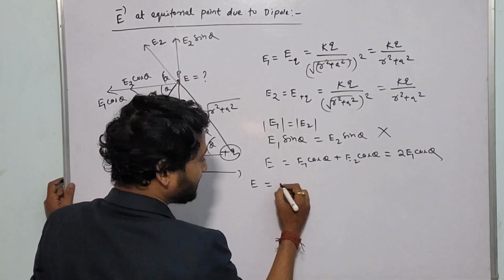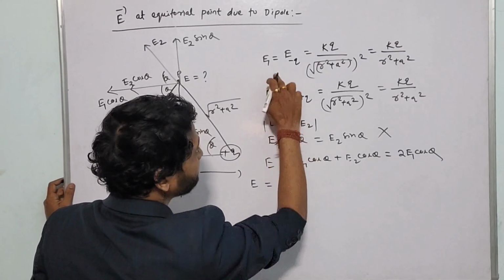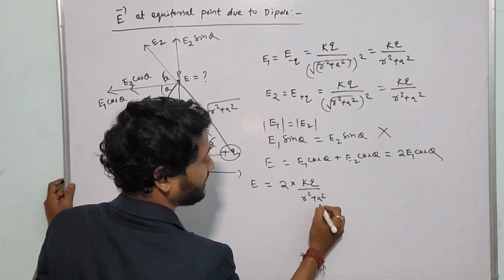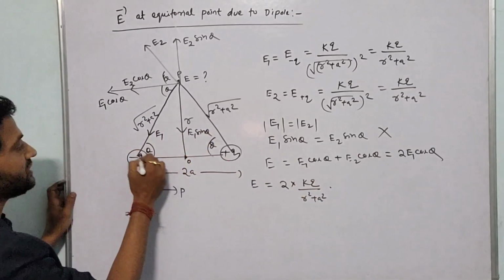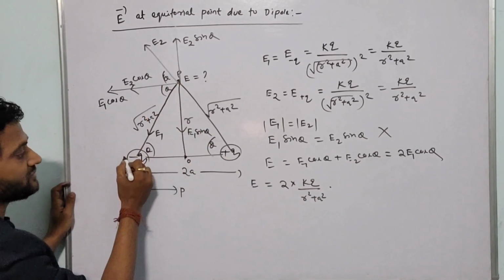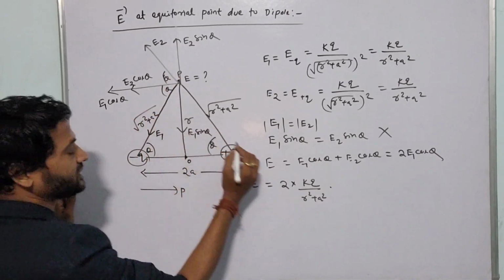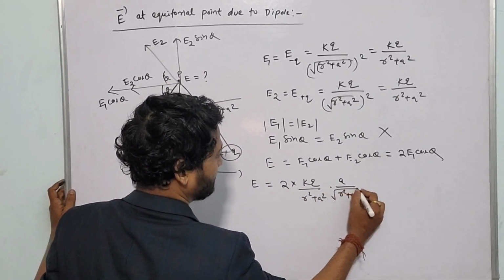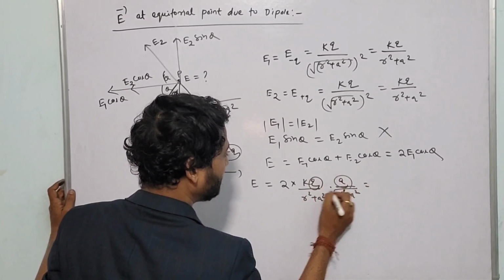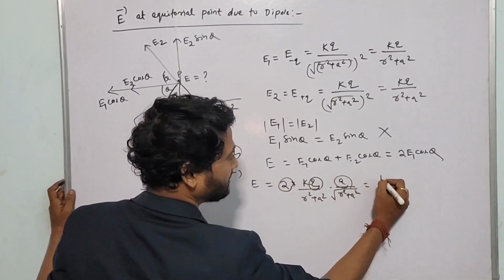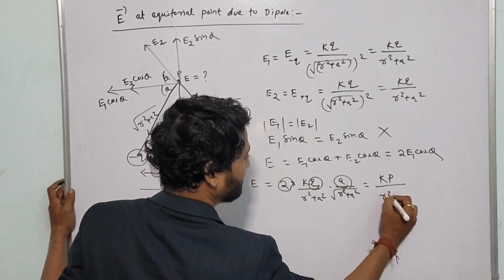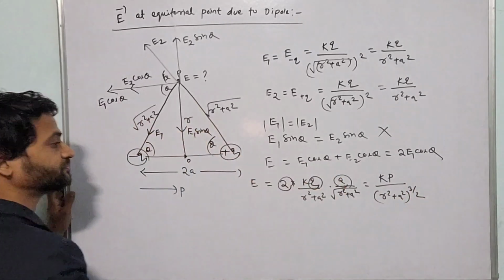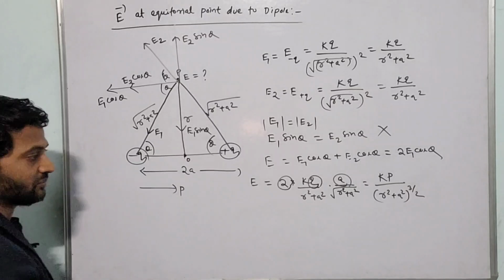So how much will the electric field be? See, 2 into E1 is 2kq upon r square plus s square. And what is cos theta? Here cos theta is equal to this upon this, that is a upon under root of s square plus r square. So q into a into 2, q into 2a is p, so the answer will be kp by r square plus s square to the power 3 by 2. This is your actual mathematical formula.